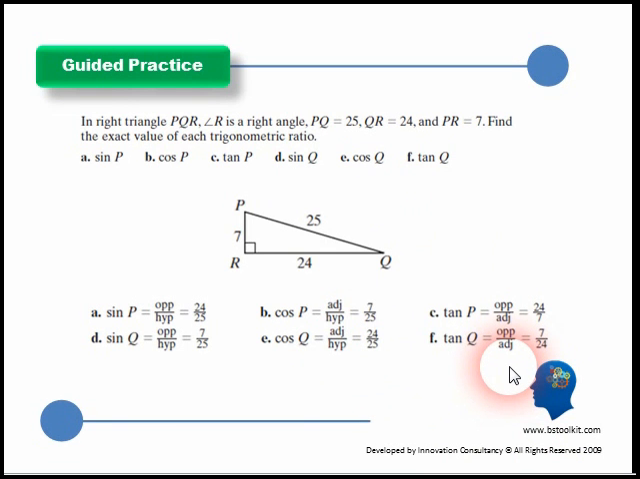So you can find the exact values of each trigonometric ratio when you're given all the sides of a right triangle by using the trigonometric ratios which you've learned from previous movies.